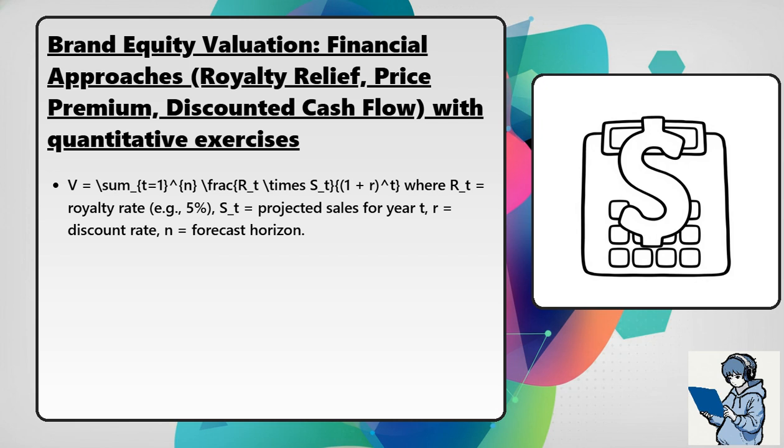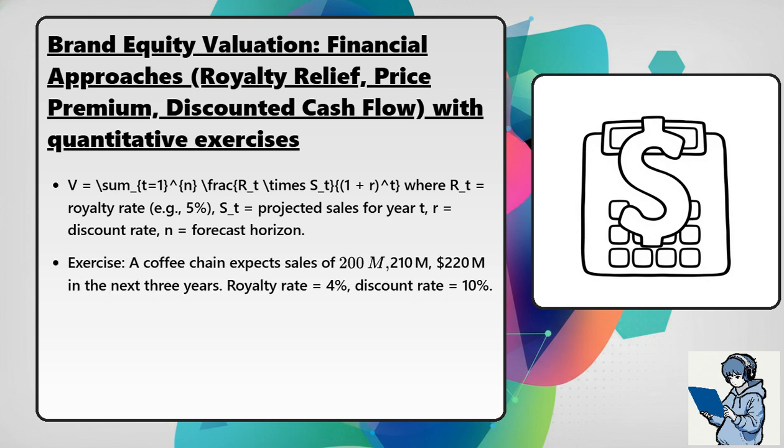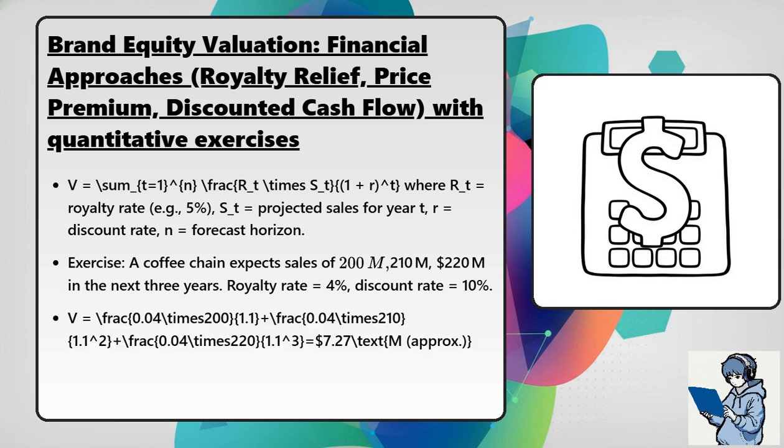N is the forecast horizon. Exercise: a coffee chain expects sales of 200 million, 210 million, 220 million in the next 3 years. Royalty rate equals 4%, discount rate equals 10%. V equals 0.04 times 200 divided by 1.1, plus 0.04 times 210 divided by 1.1 squared, plus 0.04 times 220 divided by 1.1 cubed, equals $7.27 million approximately.